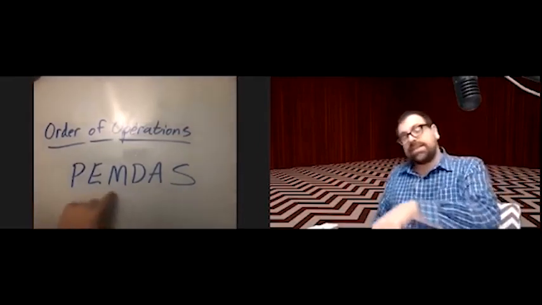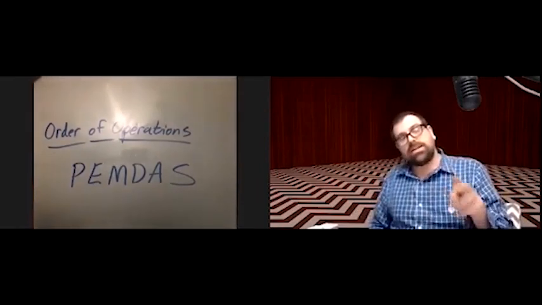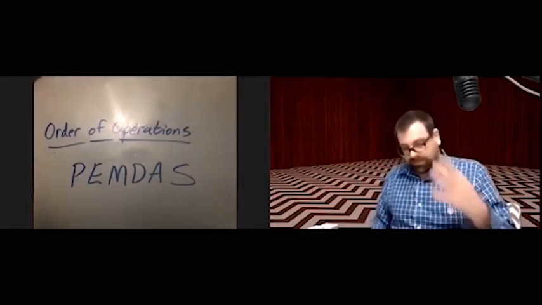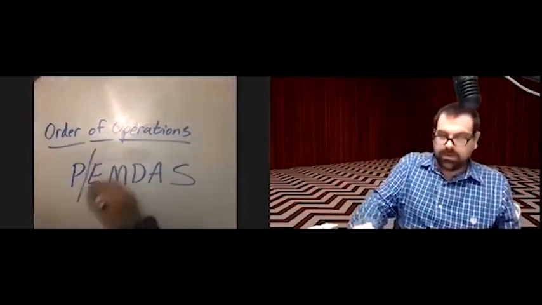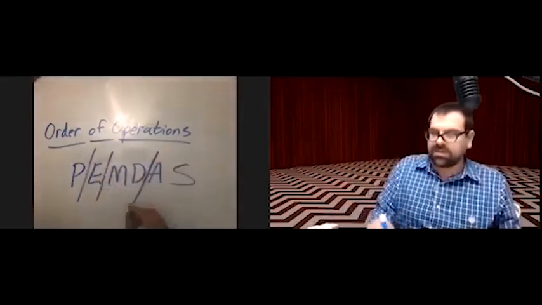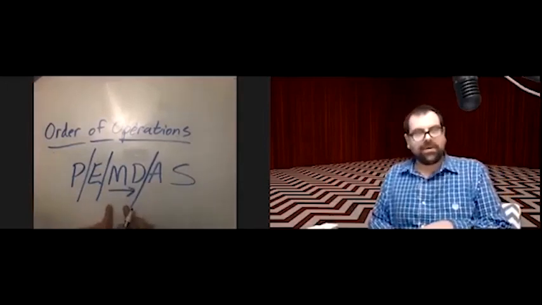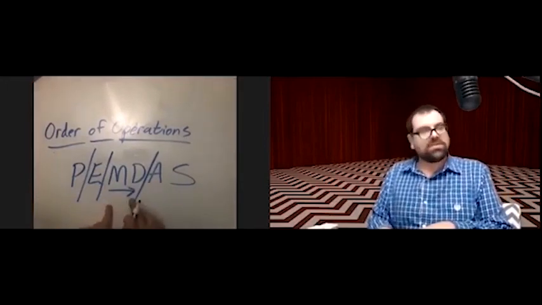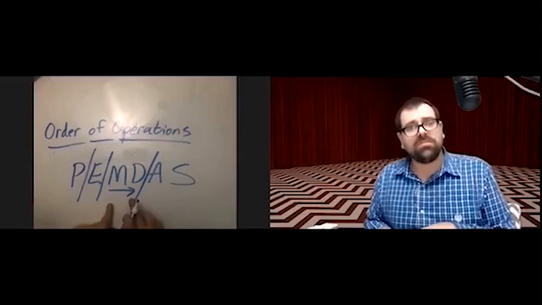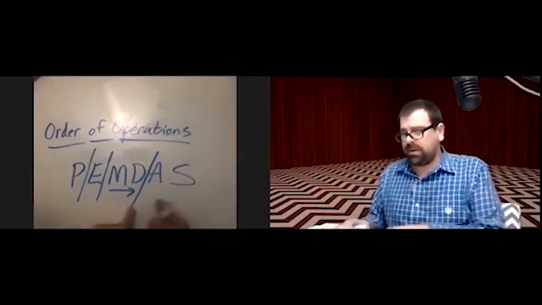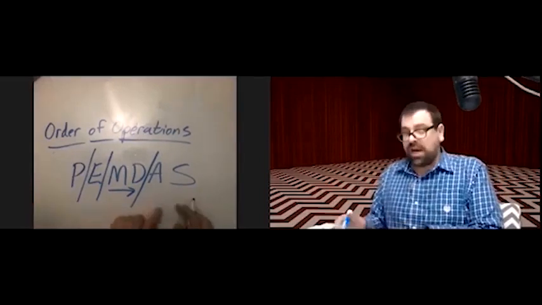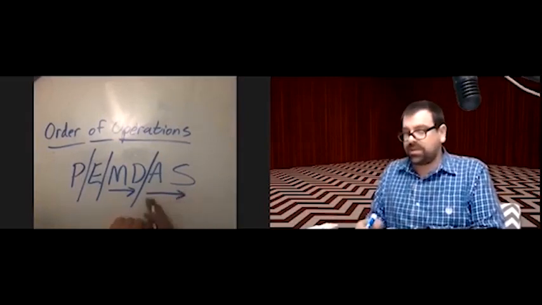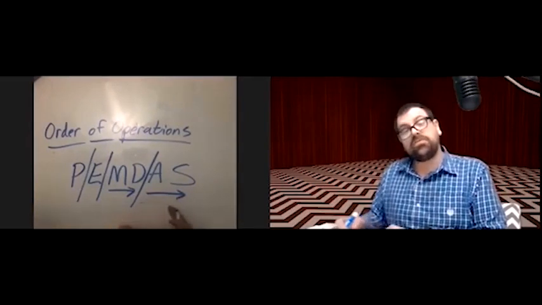It looks like it's 6 steps, but it's not. It's actually 4. Multiplication and division is actually 1 step. Left to right, multiplication and division as you come to it in your problem. Addition and subtraction is 1 step. Addition and subtraction from left to right as you come to it in your problem.